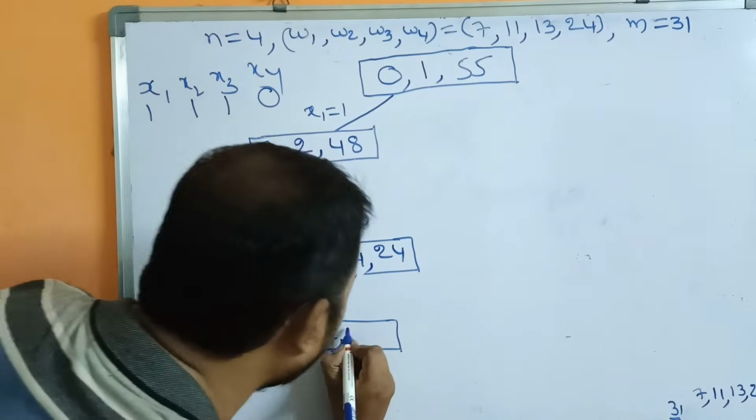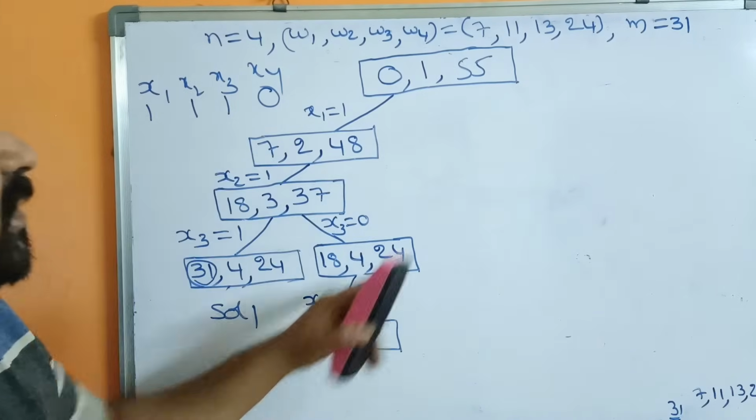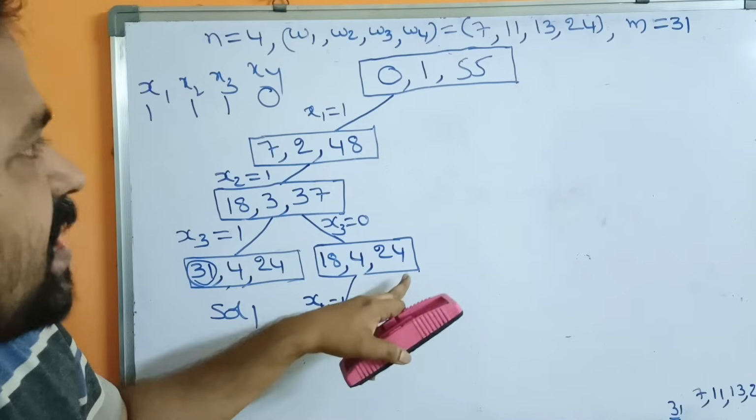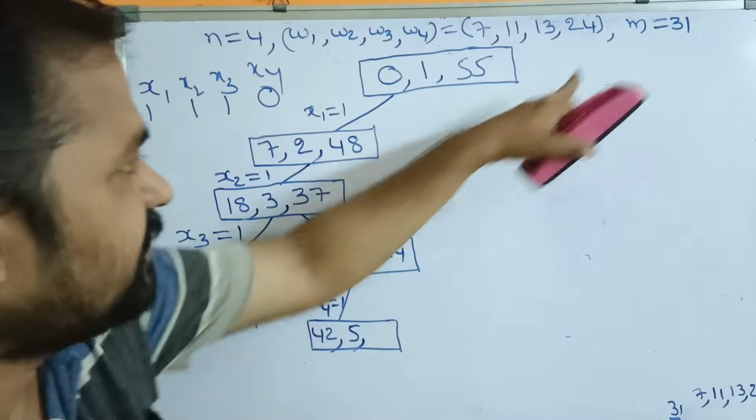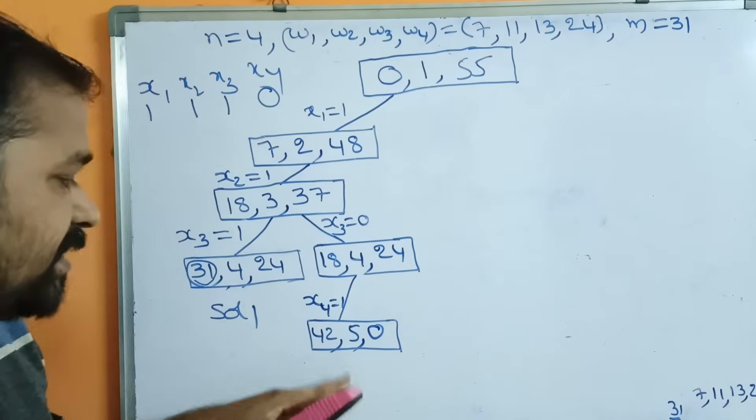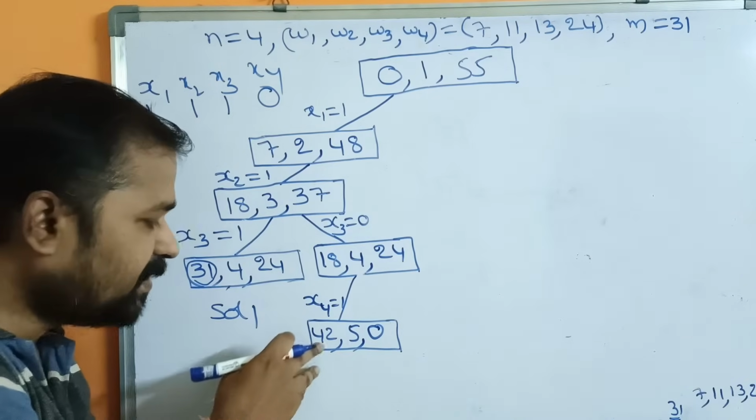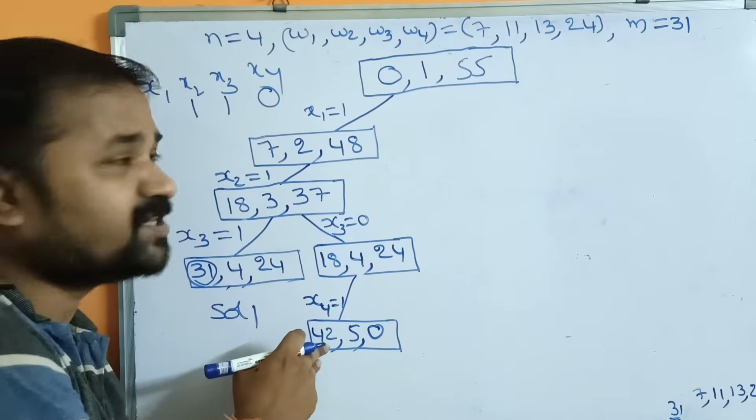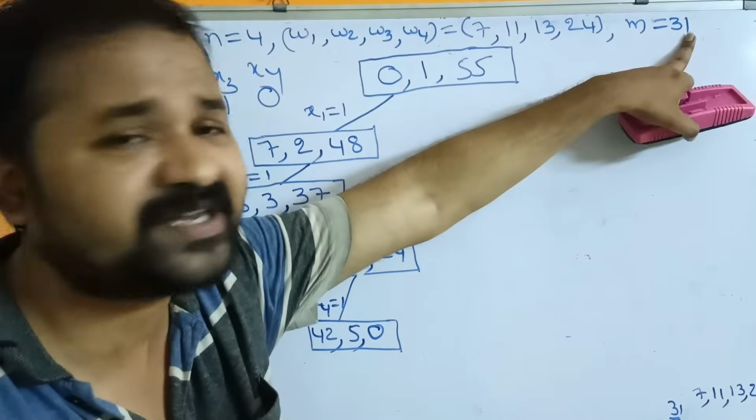So the next object is what? 5 comma. Next we have to subtract here. Subtract 1. Why? Because what is fourth object weight? 24. 24 minus 24 means what? 0. Okay. Here there is no other node. But here what is the solution? 42 is the solution. But we have to get the solution as 31.